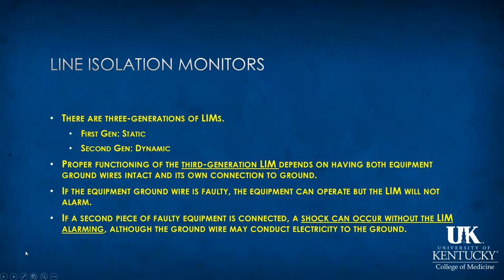and it can partially degrade the isolated power system. Now, line isolation monitors apparently have evolved through 3 generations, and the current 3rd generation LIM does depend on having both the equipment ground wires intact and its own connection to ground. If the equipment ground wire is faulty, the equipment can operate, but the LIM will not alarm. If a second piece of faulty equipment is connected, a shock can occur without the line isolation monitor alarming. So even a line isolation monitor has its limits.